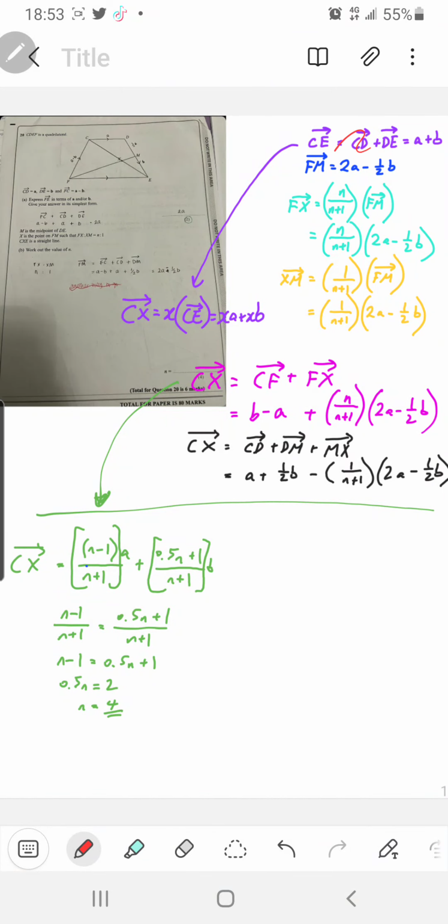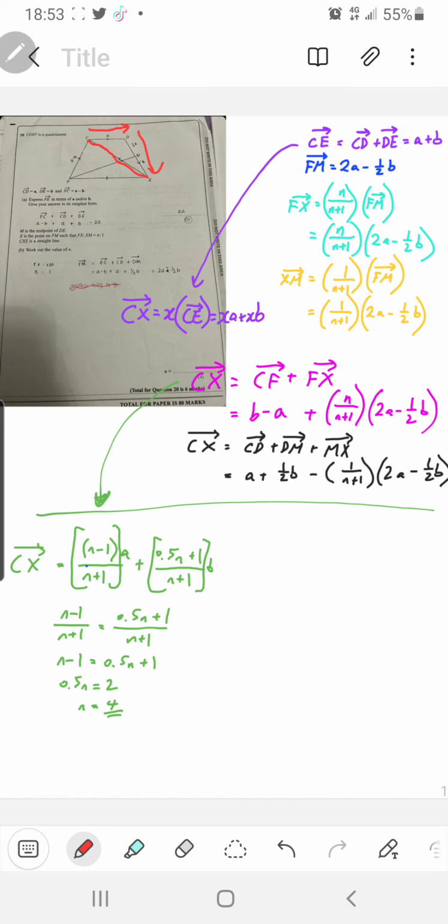Alright, so CE is CD plus DE. CE is this one, right? This one. So it's CD plus DE, and that is A and this is B. That's why CE is A plus B.